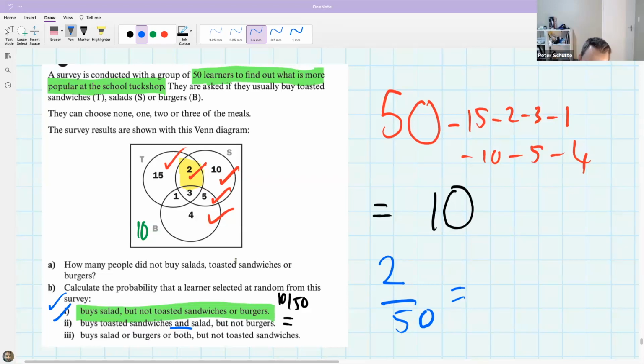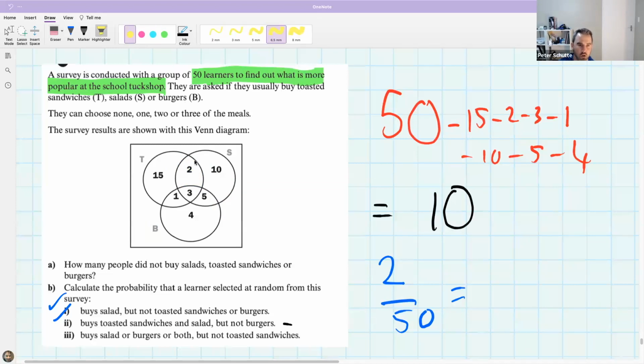Does everyone get that? Like, why it has to be 2 out of 50? Okay, I'm going to finish with this one. I'm not going to do the third one. So buys toasted sandwiches and salad. First of all, toasted sandwiches is that circle, salad is that. Can you see that this region here are the people who buy toasted sandwiches and salad?